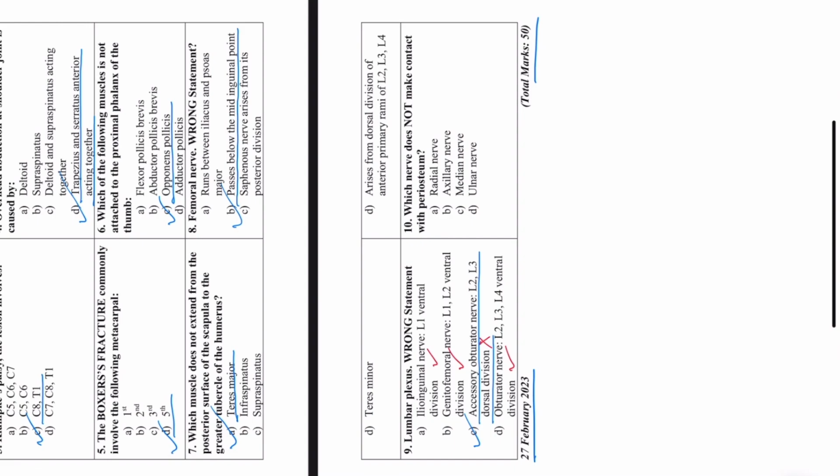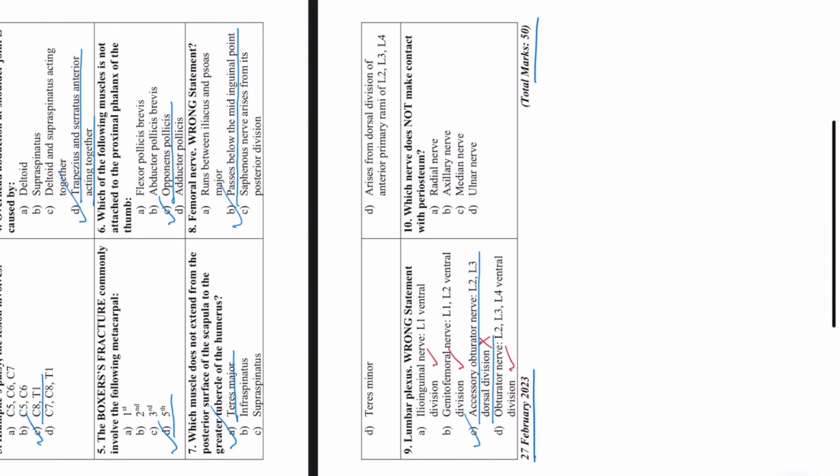Last question, question number 10. Which nerve does not make contact with the periosteum? The nerves are radial nerve, axillary nerve, median nerve, ulnar nerve. Now because these are nerves of the upper limb and in the arm, we are considering that they're talking about the periosteum of humerus. I have made a short video of around 3-4 minutes. You can watch it. I have attached the link.